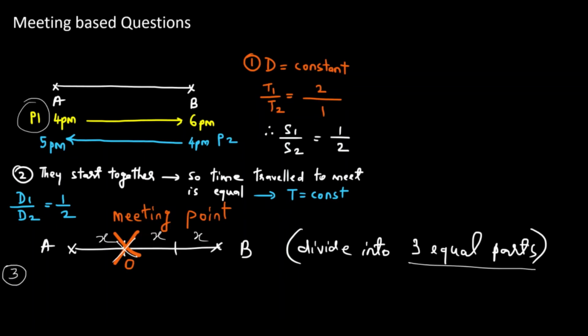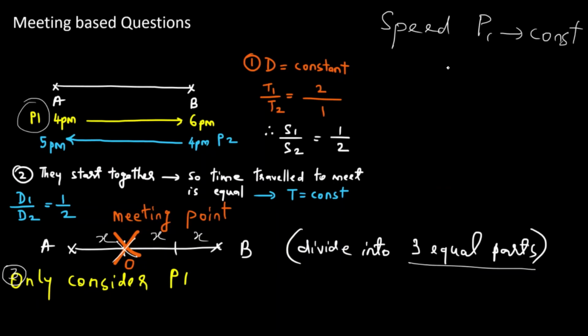We only consider person 1. Now, person 1 will be moving from A to O and then from O to B, right? Now, over here, the speed is constant, right? Speed of person 1 is constant.